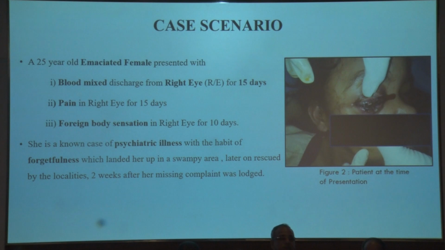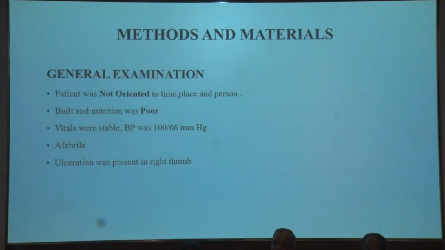My case is a 25-year-old emaciated female who presented with blood-mixed tears from the right eye for 15 days, pain in the same eye for 15 days and foreign body sensation for 10 days. She is also a known case of psychiatric illness with a habit of forgetfulness, which landed her in a swampy area, and she was later rescued by the locals 2 weeks after her missing complaint was lodged.